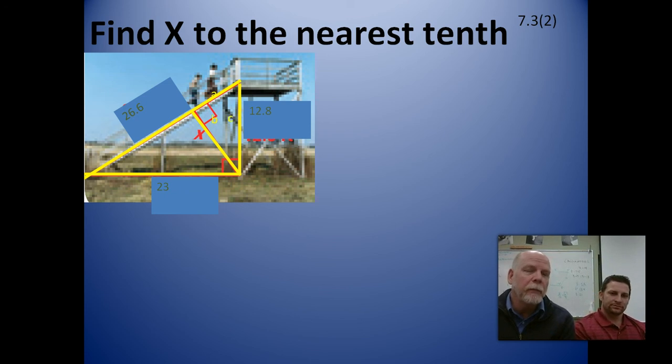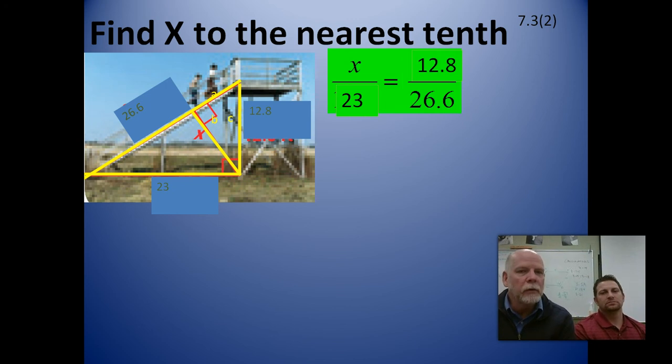let's set up a proportion that would have those pieces in it. So the first part of that proportion would be x is to 23, because again, x is the long leg of the small triangle, 23 is the long leg of the big triangle. Okay. The other side of the proportion would be the 12.8, which is the hypotenuse of the small triangle, and then the 26.6 is the hypotenuse of the big triangle. So those pieces fall in place to set up the proportion.